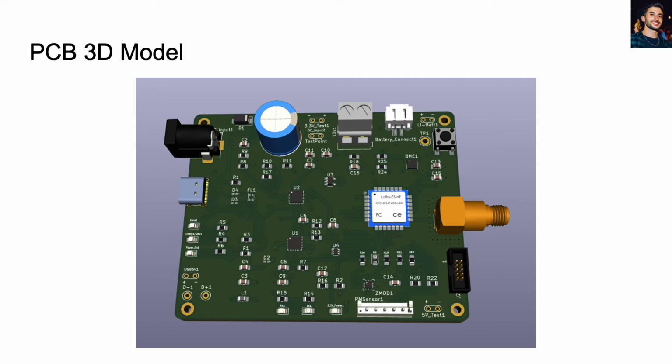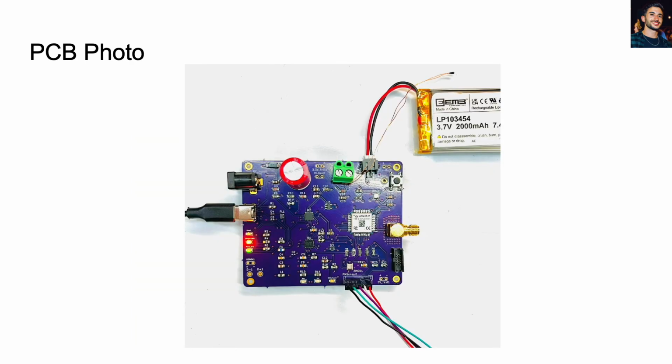After the PCB was fully routed on KiCad, this 3D model of the PCB board was rendered. This slide shows a PCB photo of our design after all components were fully soldered on it.